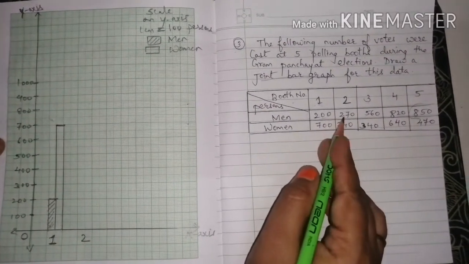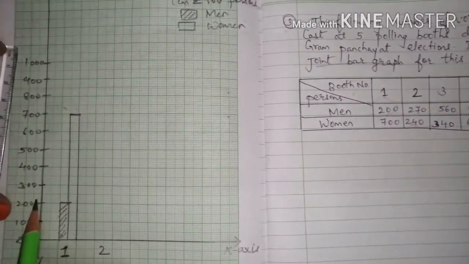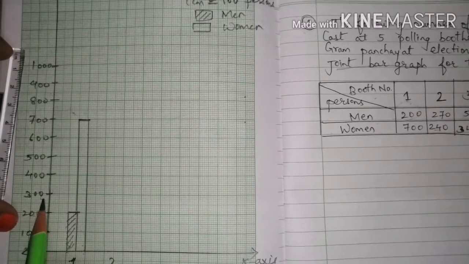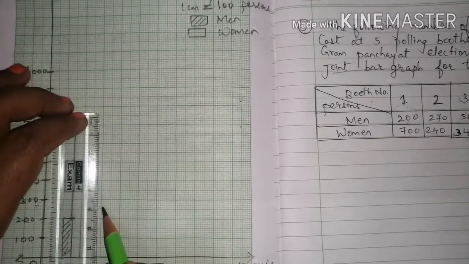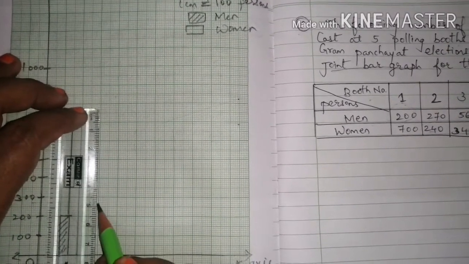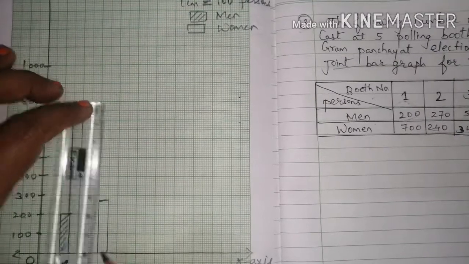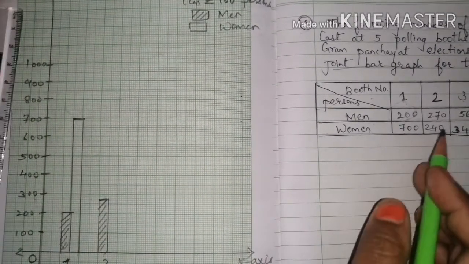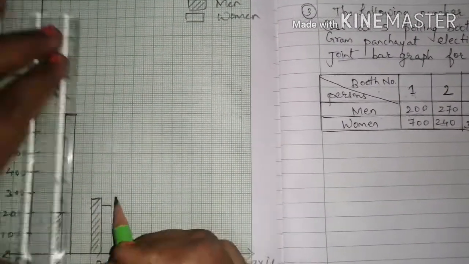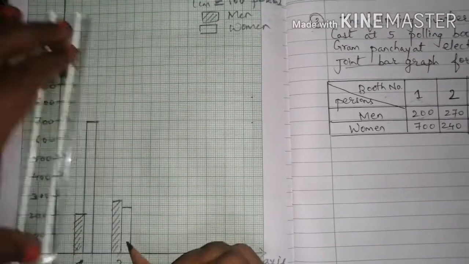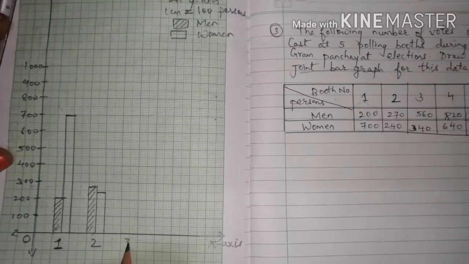Now leave one box. Second booth, how many men are there? 270. So 270 means above 200, 7 lines. 210, 20, 30, 40, 50, 60, 70. So above that 7 lines. That will be your 270. This is 270, that are men. And how many are women? 240. So above 200, only 4 lines. So this will be the 240, that are women. Booth number 2. Now 3, booth number 3, leave one box.